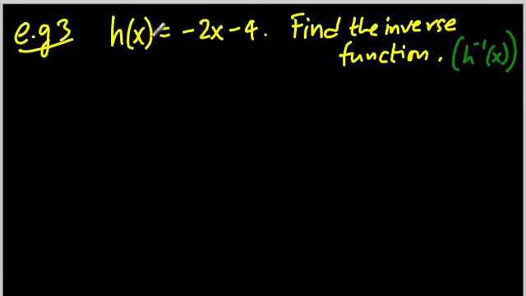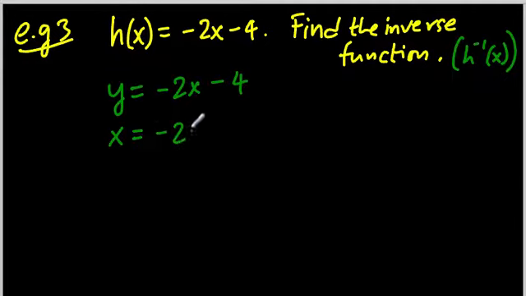So let's do it. Remember, step 1 was we have to write everything in terms of y and x. So y is equal to negative 2x minus 4. Step 2 is where we have to switch the x and y. So this y becomes x, negative 2. This x now becomes y, and minus 4.